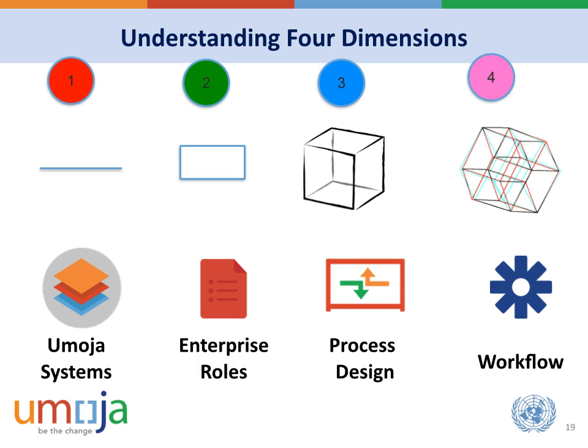In the context of Umoja user management and the Umoja system as a whole, there are four basic dimensions: the Umoja systems, enterprise roles, the process design, and the workflow, respectively. However, there's another dimension, called the fifth dimension, which people like us in technical architecture and technical solution look at from outside, and are able to articulate a solution putting all these four dimensions in place. Let's go through them one by one to have a better understanding.